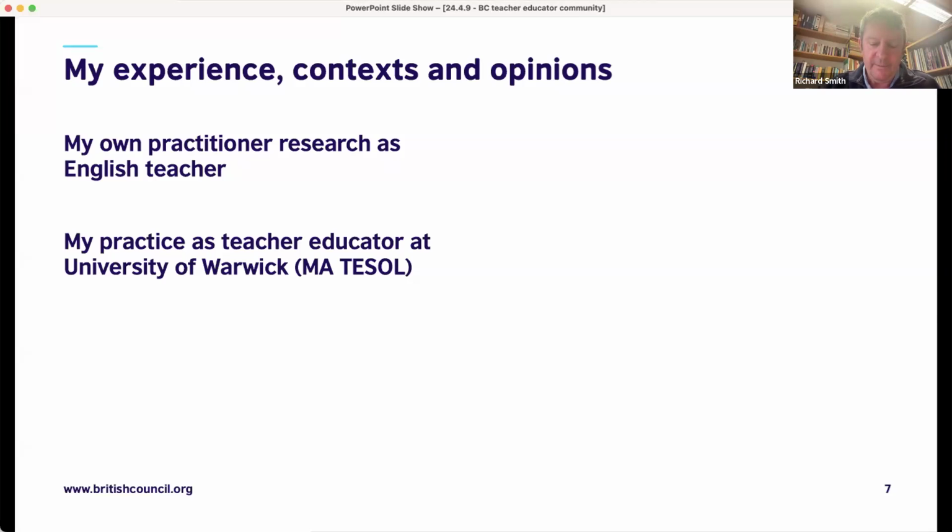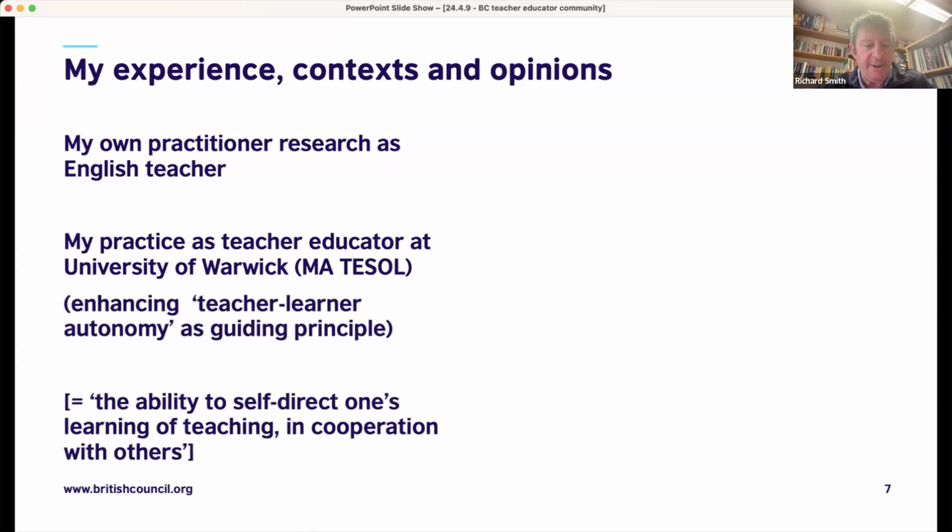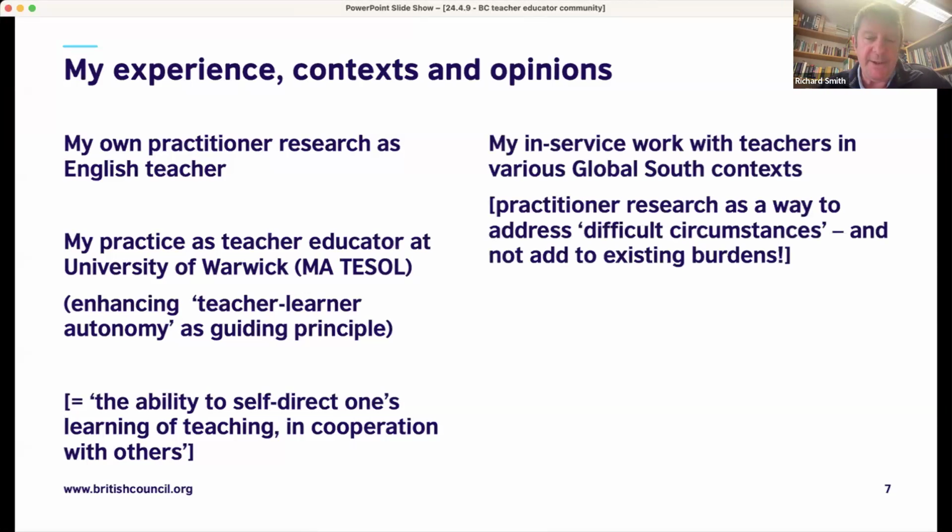And for me, the best solution was to engage them in a kind of action research process. In other words, give them a taste of action research, give them the tools where they could then go and address issues that they face in their own context and learn how to teach, or at least learn how to learn to teach. So I theorized this as developing their autonomy as learners of teaching, teacher-learner autonomy, which I think of as the ability to self-direct one's learning of teaching in cooperation with others, not just on your own, but with others. And I wrote about that in some articles.